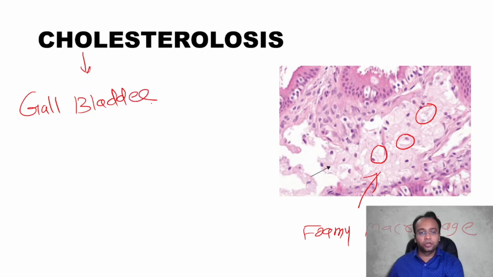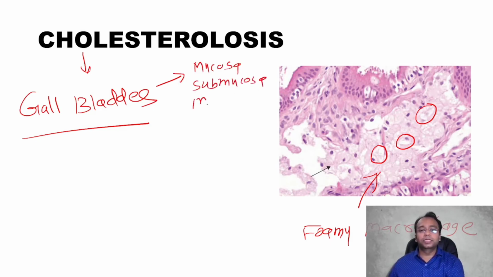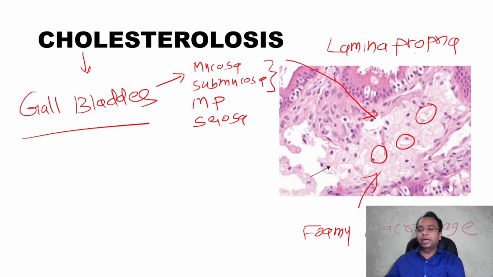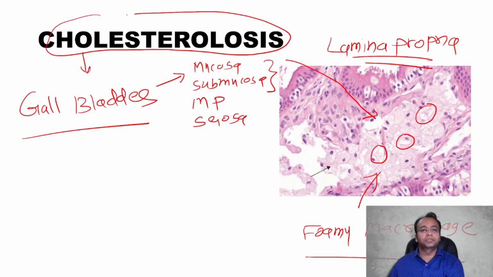It's seen in the gallbladder. We know very well that the gallbladder histologically has four layers: mucosa, submucosa, muscularis propria, and serosa. Now, in between the mucosa and submucosa, there is the presence of lamina propria, right? So, if in the lamina propria there is an accumulation of this foamy macrophage, then this condition is known by the name cholesterolosis, right? So, this is this condition. There is a presence of foamy macrophage in the lamina propria.